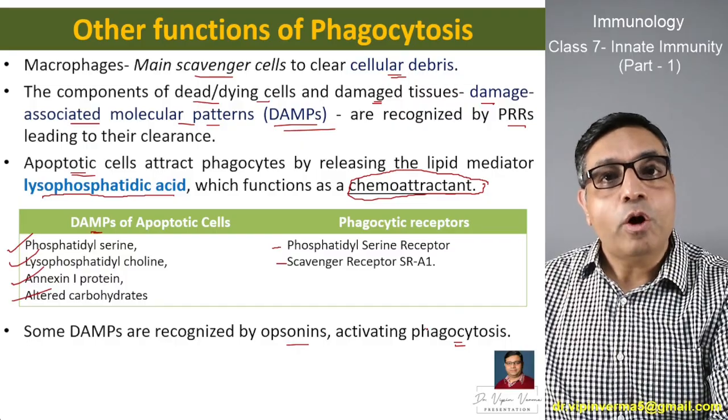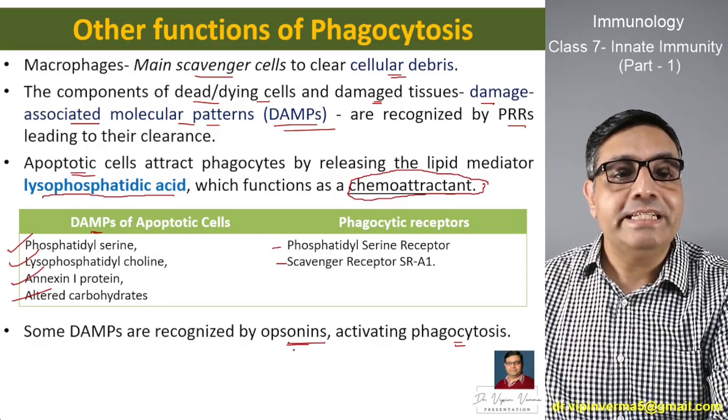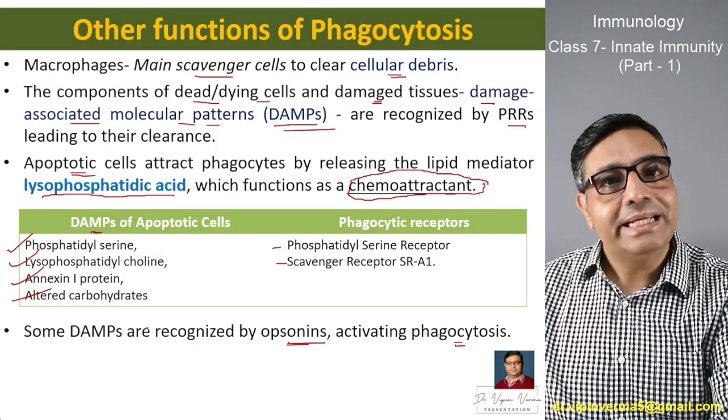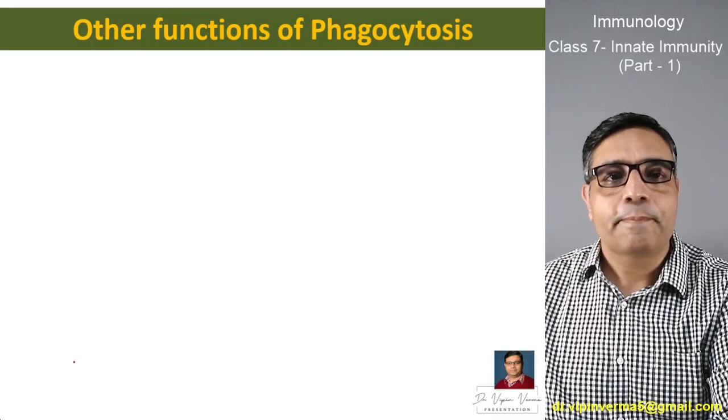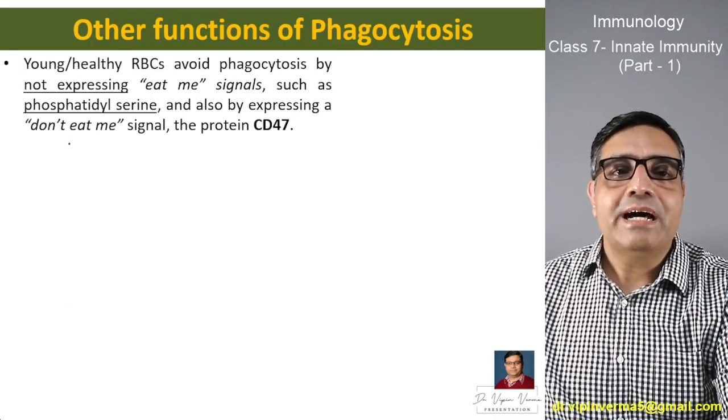Then the opsonins, because they also have the affinity for these DAMPs, they bind these DAMPs and then they initiate the phagocytosis. Now if you see, we have the young and healthy RBCs.